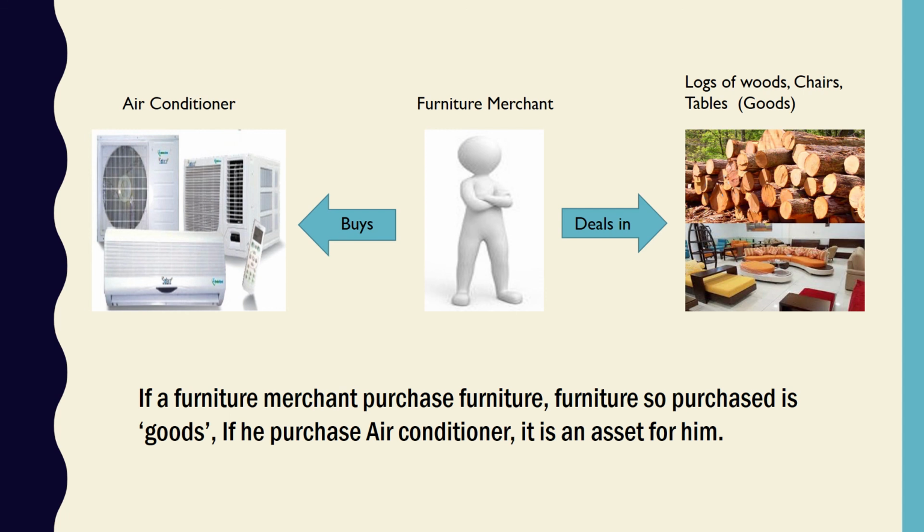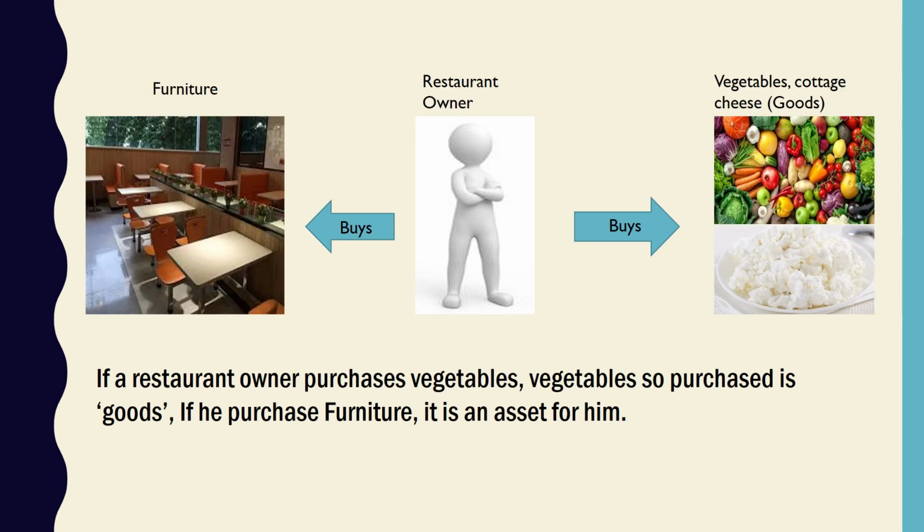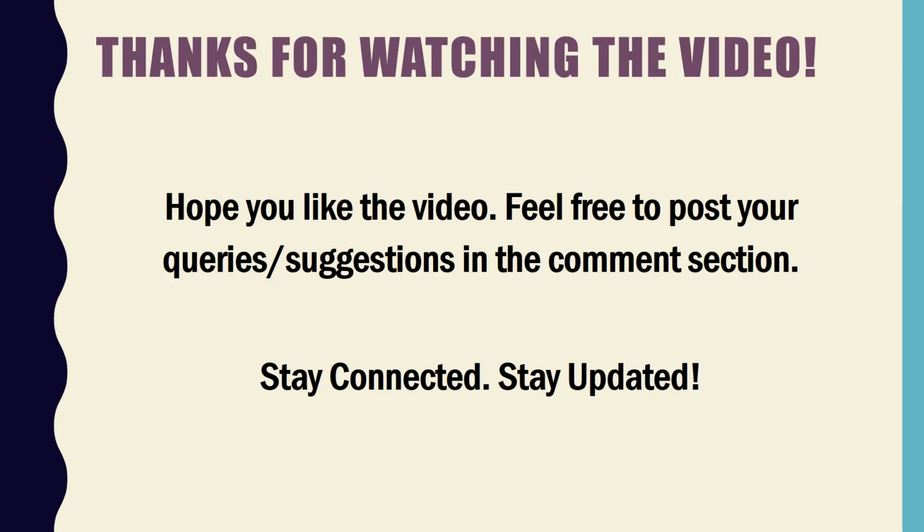And similarly, if a restaurant owner is purchasing vegetables or cottage cheese, these are goods for him. But if he is purchasing furniture or an air conditioner, then that would be an asset for him. So today we have discussed what goods are, and how purchase of goods is different from purchase of assets. Then we have discussed what the accounting treatment is when we purchase goods and when we purchase assets. So these were the points that we have discussed today.